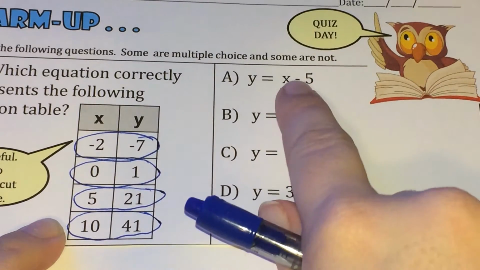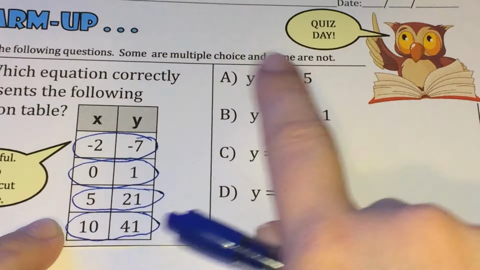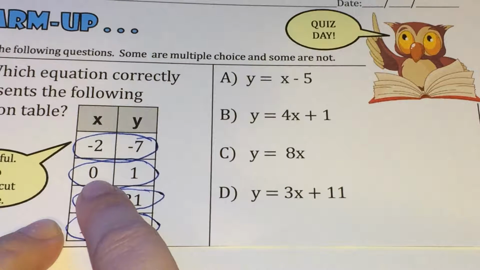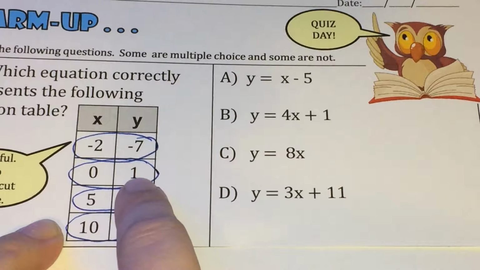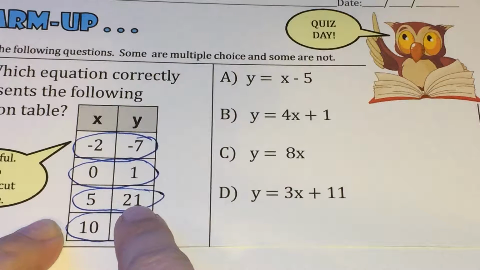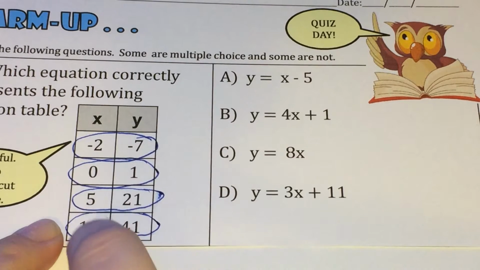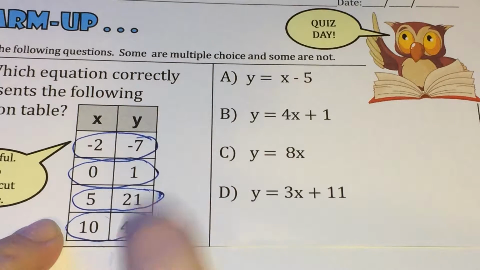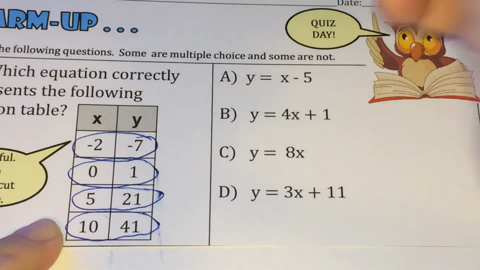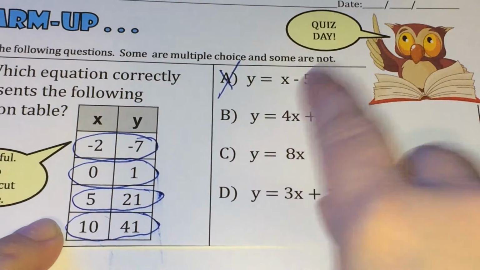Here I have x minus 5. So I need to ask myself, am I subtracting 5 each time? If I look at my 0, is 0 minus 5 1? No, it's not. Is 5 minus 5 21? No, 5 minus 5 is 0. Is 10 minus 5 41? No, 10 minus 5 is 5. So these x's, if I subtract 5, are not coming up with these y's. So this is not the correct answer. It is not minus 5.